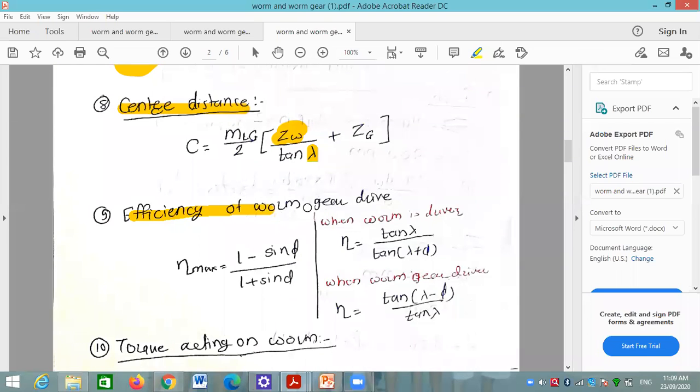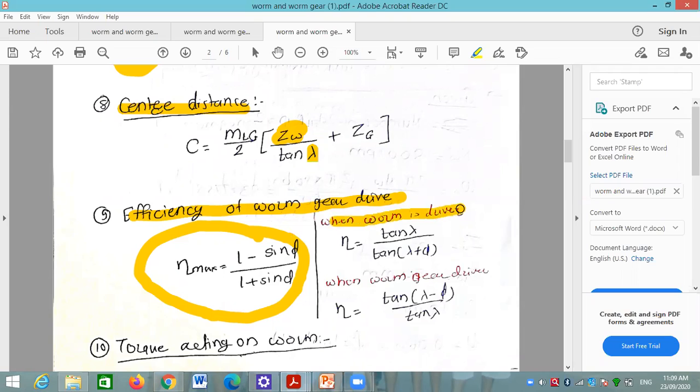Then efficiency of the worm gear. If we want to calculate the maximum efficiency, then the formula for maximum efficiency is equal to 1 minus sine of phi divided by 1 plus sine of phi, where phi is the friction angle. In the numerical, they give the coefficient of friction, and by using this coefficient of friction, we can calculate this phi. This is the maximum efficiency.